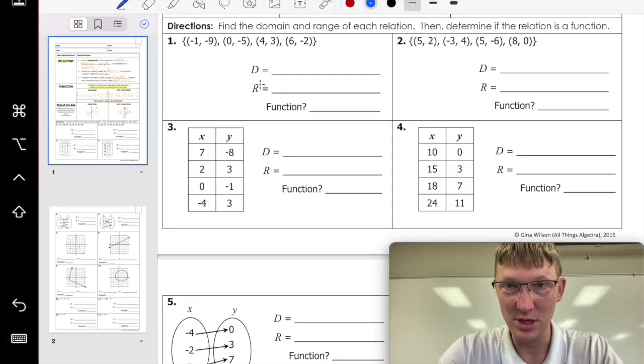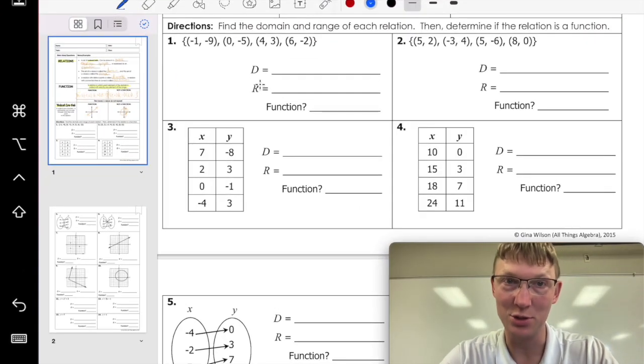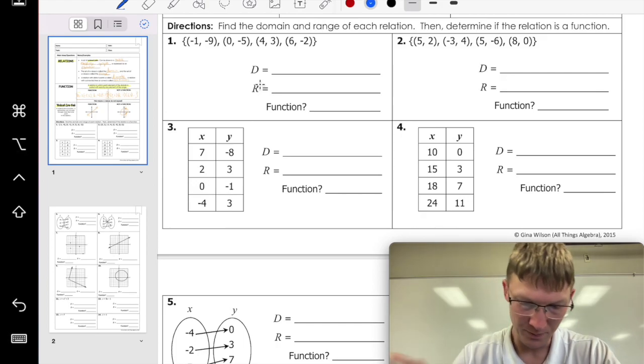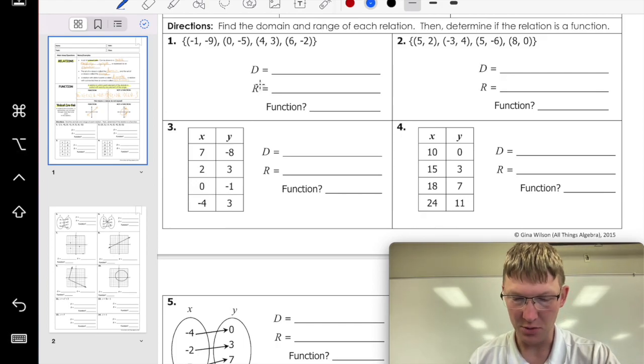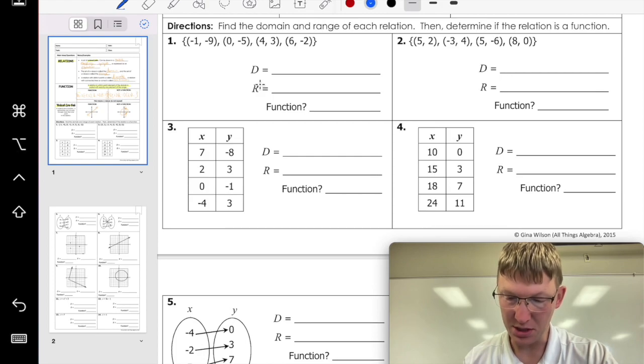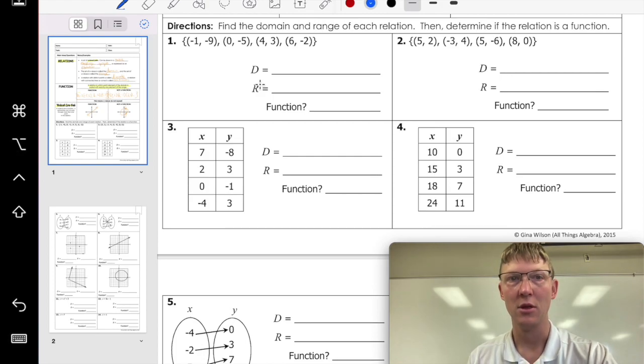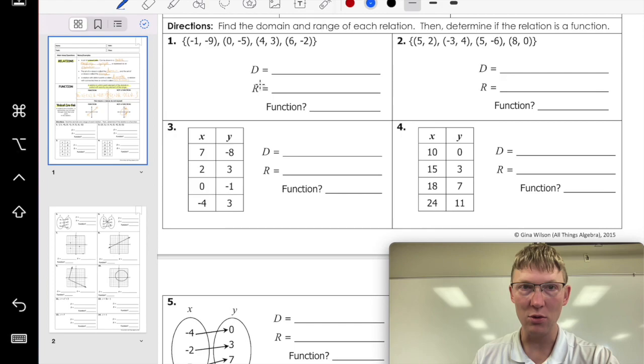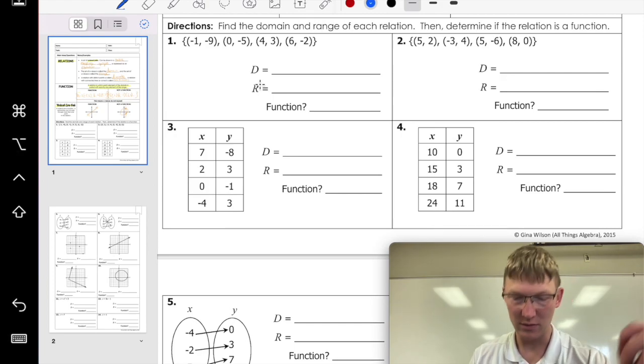Okay, so as I mentioned, domain and range is a thing that you should know, so let's practice. The directions here say find the domain and range of each relation, and then determine if the relationship is a function. If it is a function, then it would have a one-to-one relationship. So that's what we're doing.